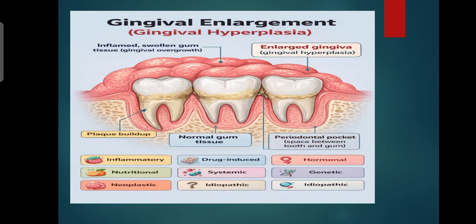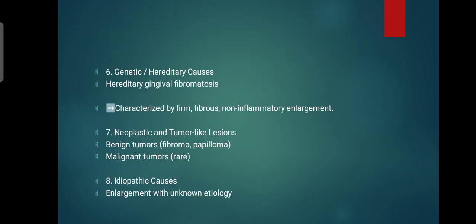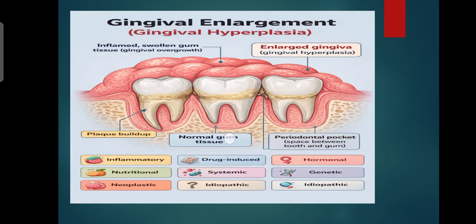The plaque builds up here, and this is a normal gum tissue, and this is an inflamed and swollen gum tissue, and here you can see a periodontal pocket space. If there is space between tooth and gum, then it's a periodontal pocket. And these are the types of gingival hyperplasia: inflammatory, nutritional, neoplastic, drug induced, systemic, idiopathic, hormonal, genetic, etc.